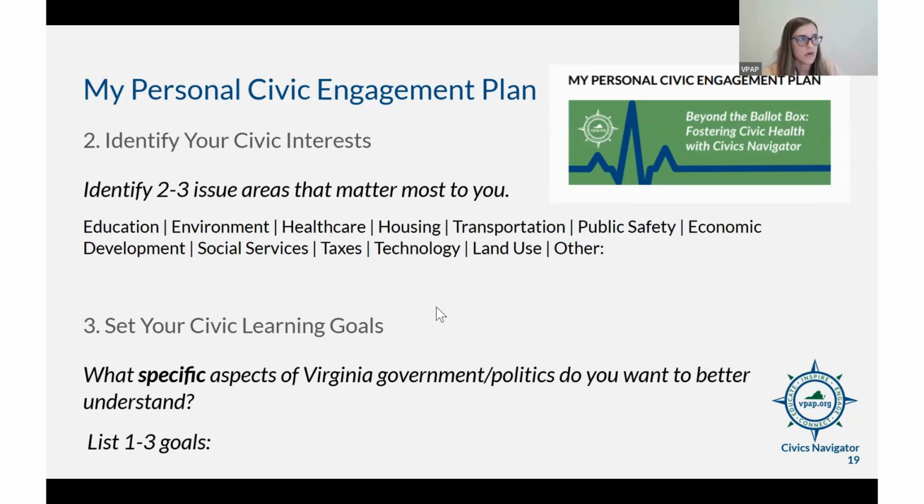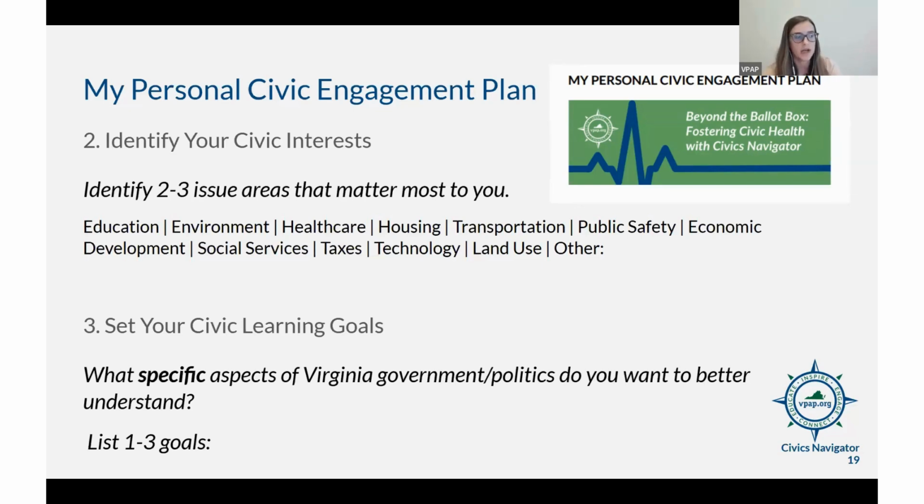And then moving on to goals. Once you have a sense of what interests you most, you can then think about, what specific things would you want to do better? And these can be super simple. It might be, I need to learn or refresh or relearn how state and local government works. Maybe you work with the federal government and you're not as familiar with the General Assembly. So it could be starting there.